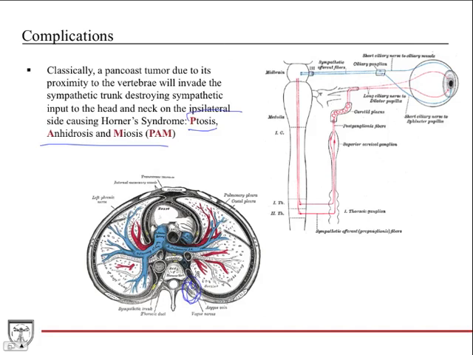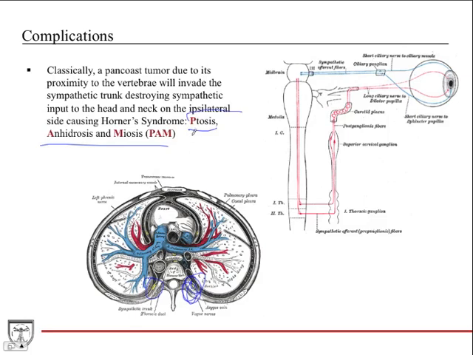Because remember, as you can see here, you have two sympathetic trunks. The right sympathetic trunk controls the right side structures. The left side sympathetic trunk controls the left side structures. So if you have a tumor, it's important to know this is not going to be a bilateral presentation.